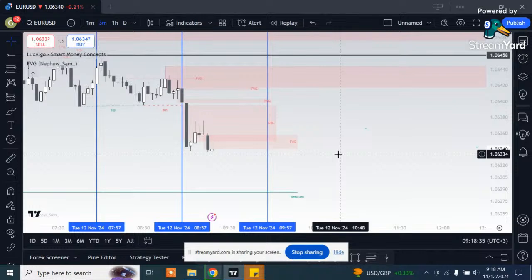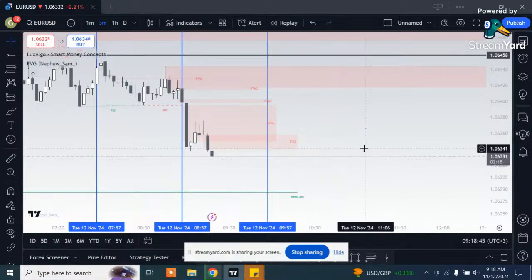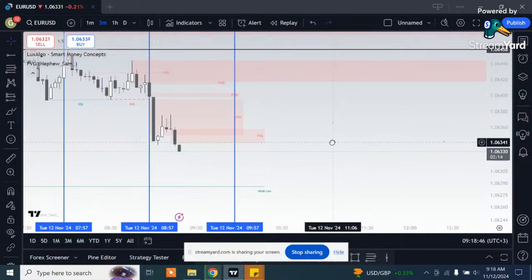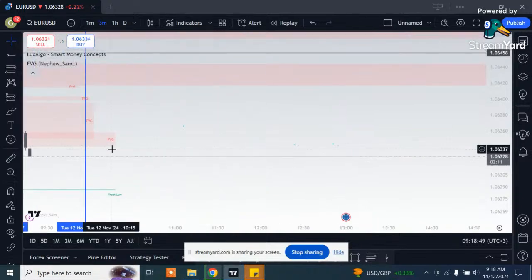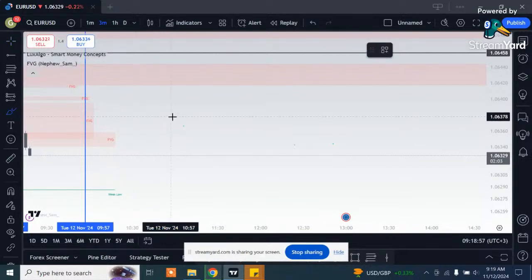In case you're just joining me for the very first time, my name is Gani, and it is a very simple strategy that I trade. It is a strategy that even a complete beginner can trade. So basically, what I look out for is the structure of price on the 1 hour time frame.